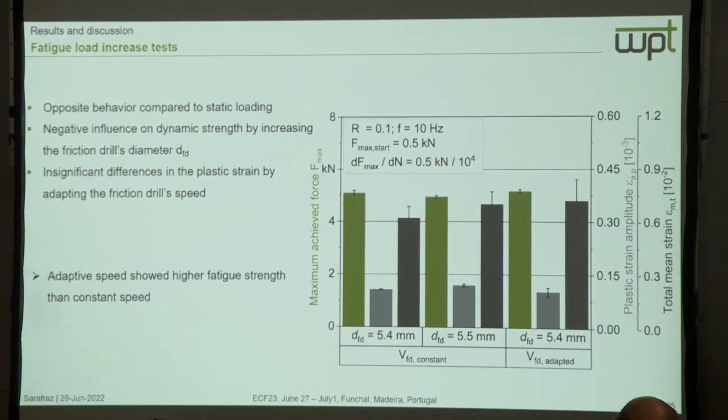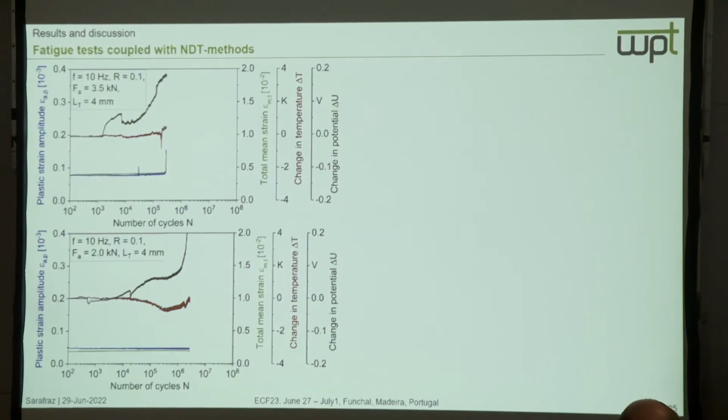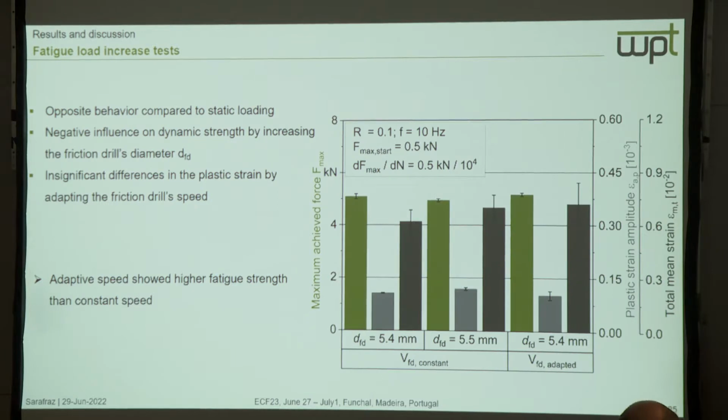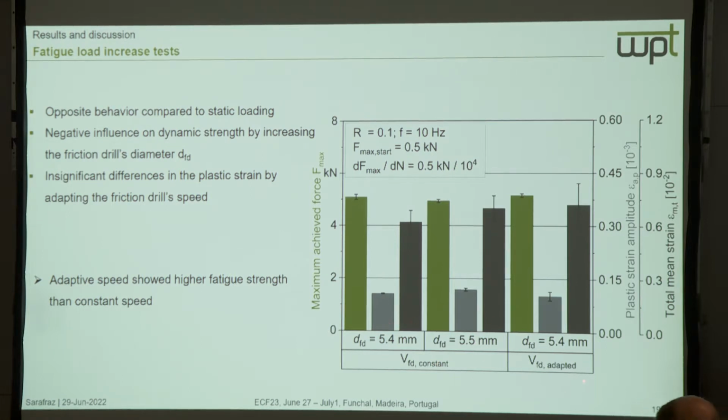In this slide we can compare in the Woehler diagram. Another time we can see a decrease with increased friction diameter, and this time, opposite to tensile strength, we have a better dynamic strength for our adapted speed in comparison to constant speed.